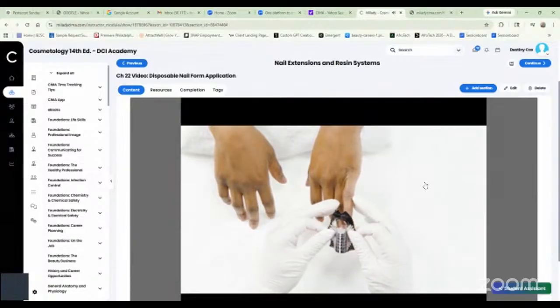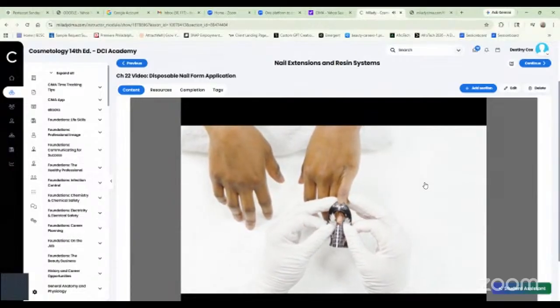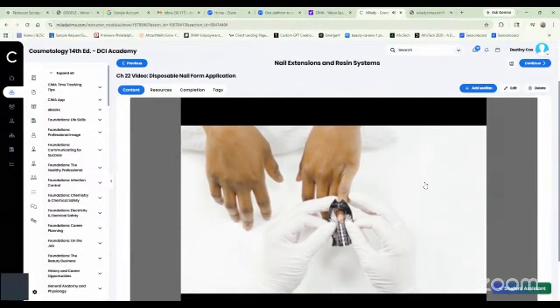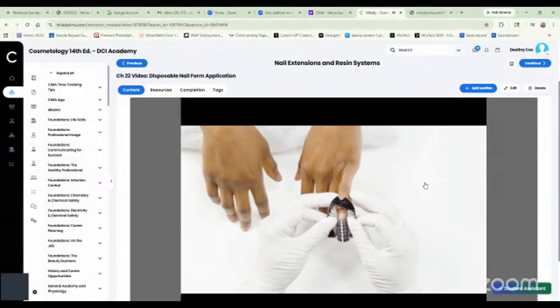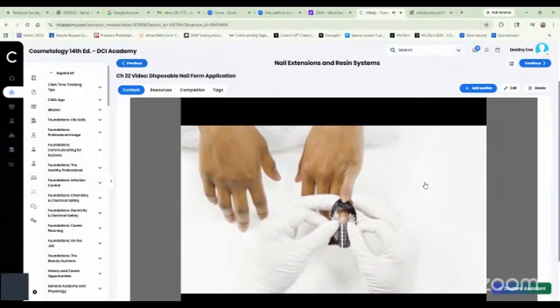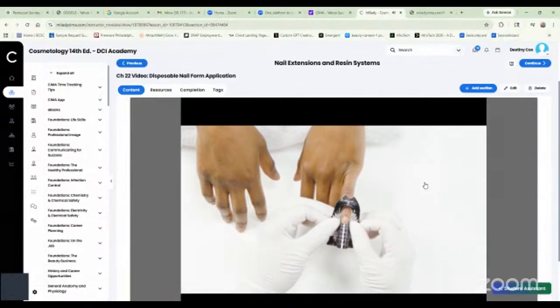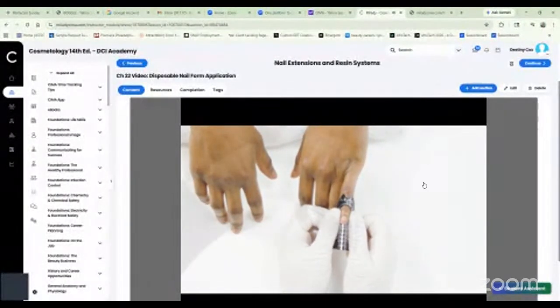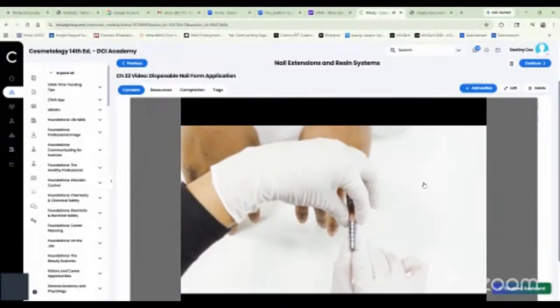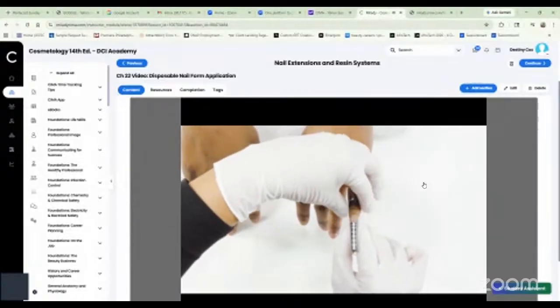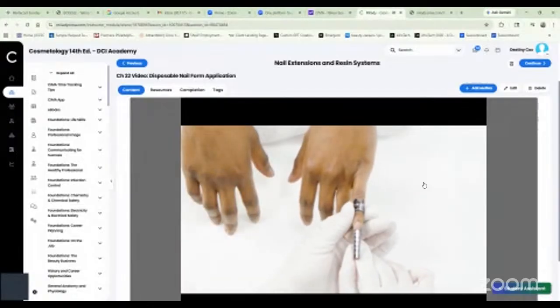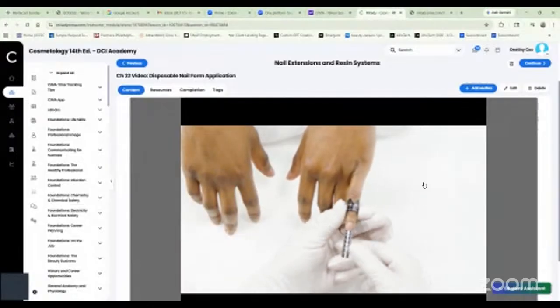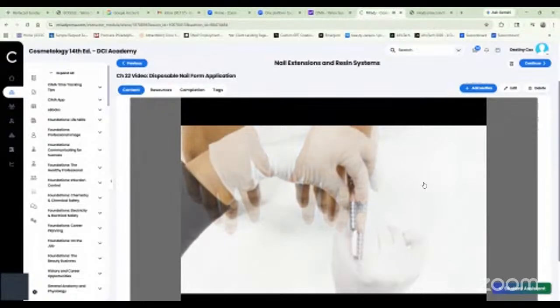Starting with the pinky on your client's left hand, snug the form under the free edge. Be careful not to crowd the hyponychium. When the form is perfectly positioned, press in the sides to attach the sticker to the finger. Release your fingers from the form.